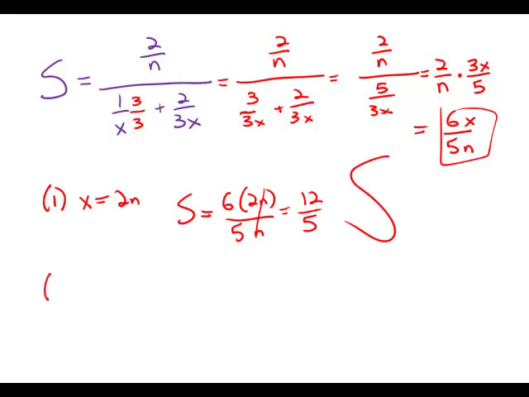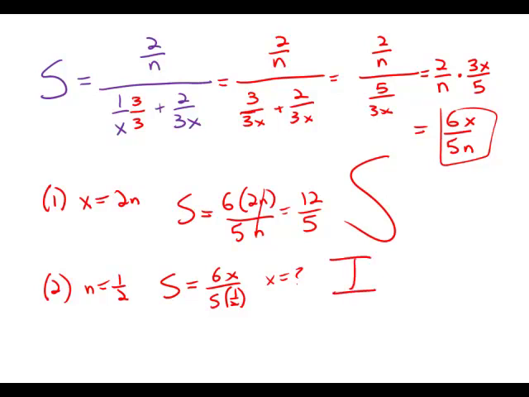Now forget statement number 1. Statement number 2 tells us that n equals 1/2. Well, that's interesting. We plug that in, we get that S equals 6x over 5 times 1/2. And we could simplify this, but the point is we're not actually going to get a number because we still don't know what x is. And because we know n and we don't know x, we can't find the value of this statement. And so this statement by itself is insufficient.